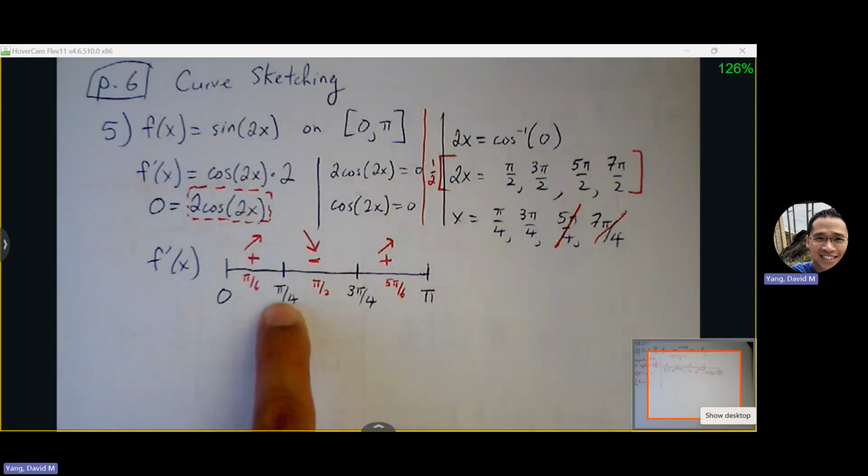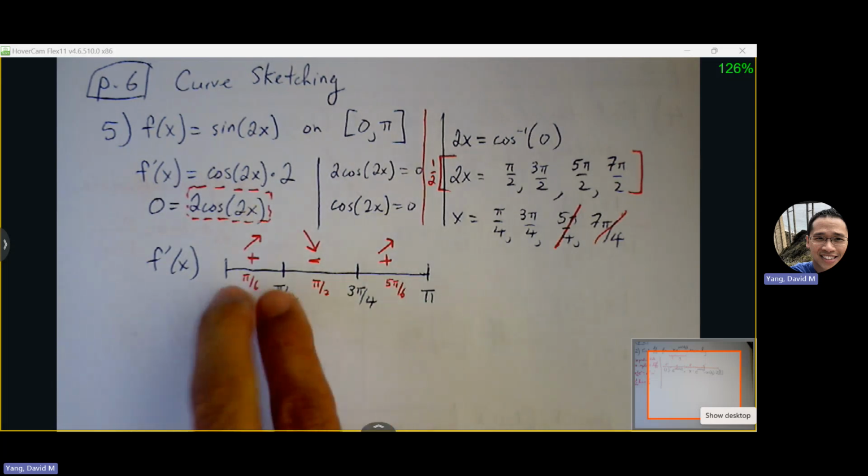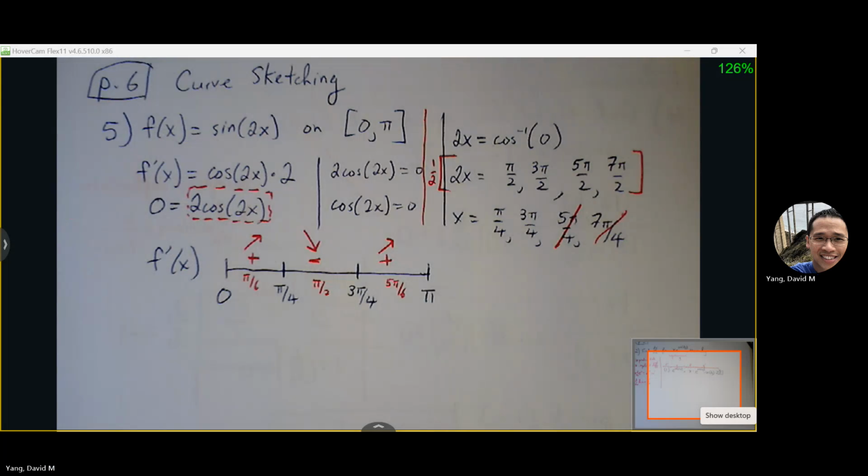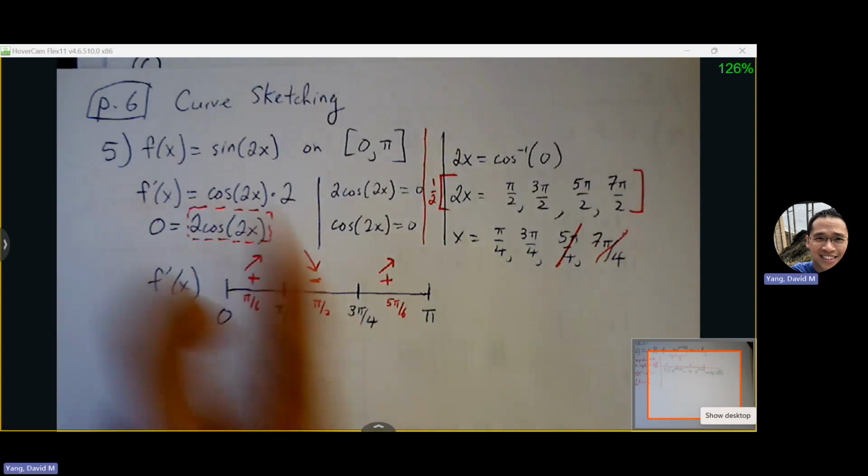Okay, so we have a relative maximum at pi over 4, a relative minimum at 3 pi over 4. We have two intervals of increase, one interval of decrease. We can find those ordered pairs by plugging these x values back into the original function.